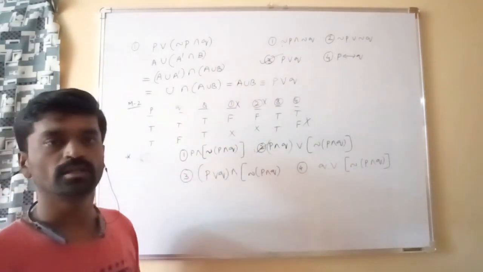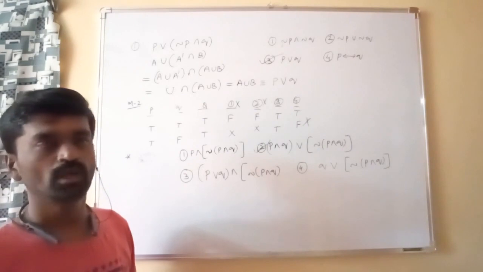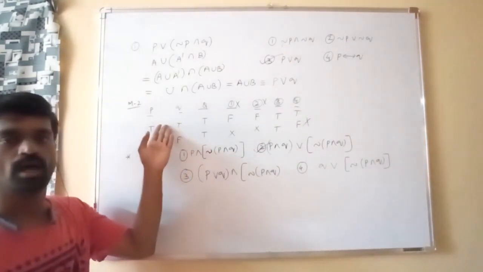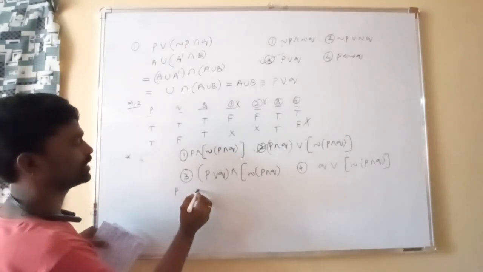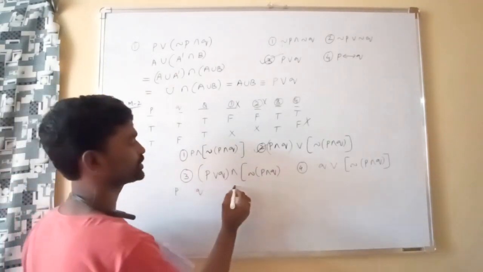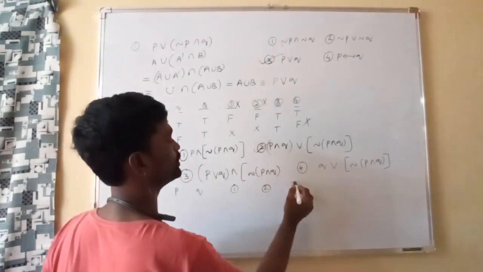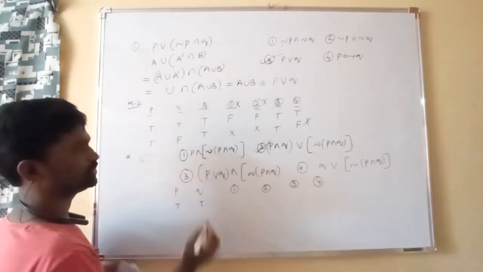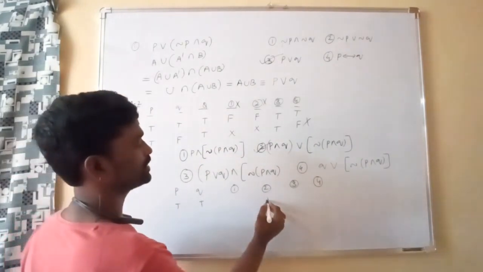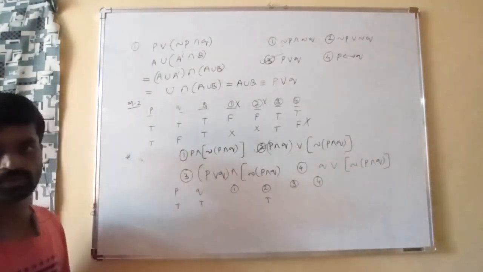Directly we can tick the second option as the correct answer, or you can follow the above method. Suppose I consider the components P and Q, with the first, second, third and fourth options. If I take both P and Q true, obviously the second option is correct, so you will get true only, because the question is which of the following is a tautology.